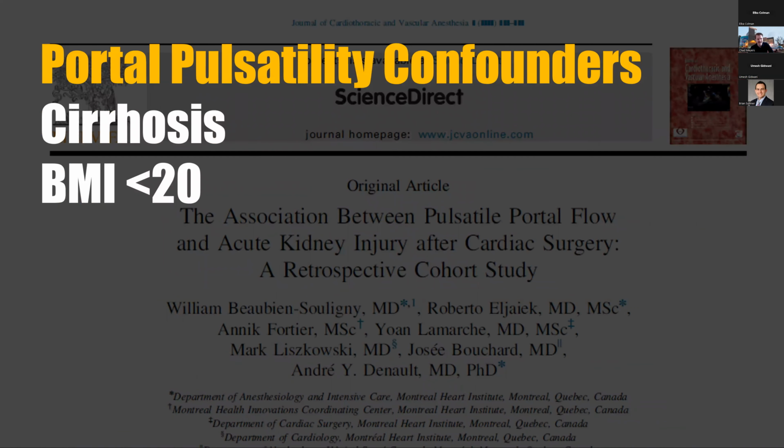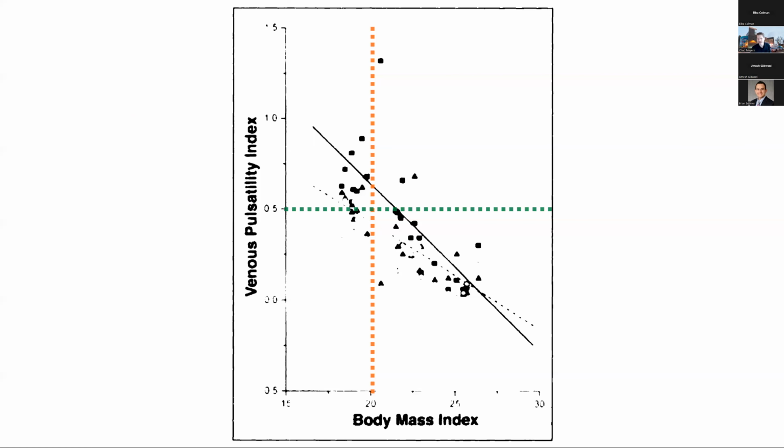There are some important confounders here. Cirrhotic patients can have pulsatility despite having normal right atrial pressures, and patients who are thin, BMIs of less than 20, you see sort of a correlation: as your BMI goes down, the incidence of portal pulsatility in the setting of normal right atrial pressures goes up.